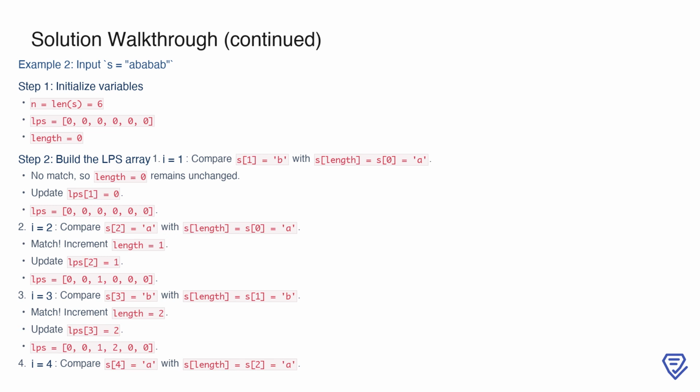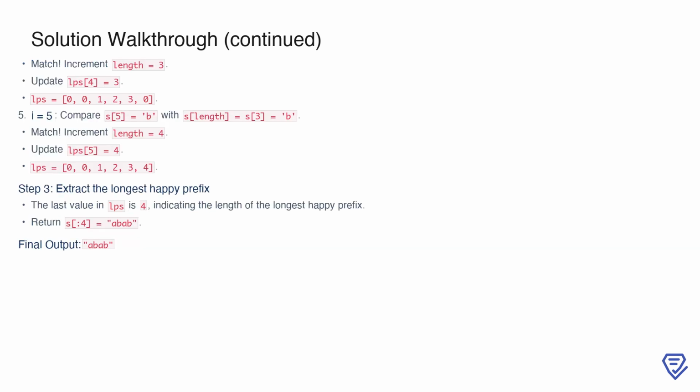Finally, for I equals 4, we compare S4, or A, with S2, which is also A. Here, we observe another match between S4 and S2. This causes length to increment to 3, and LPS4 is updated to 3. The LPS array now becomes 0, 0, 1, 2, 3, 0.